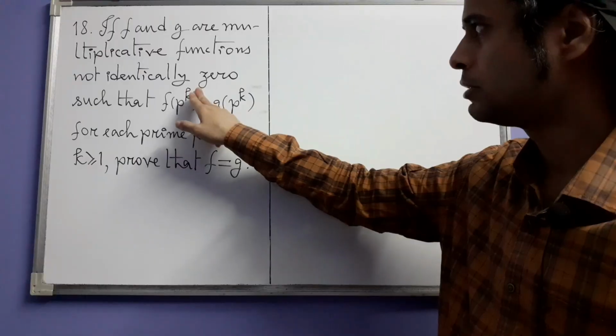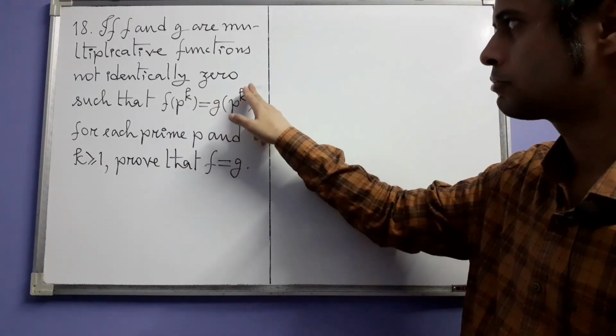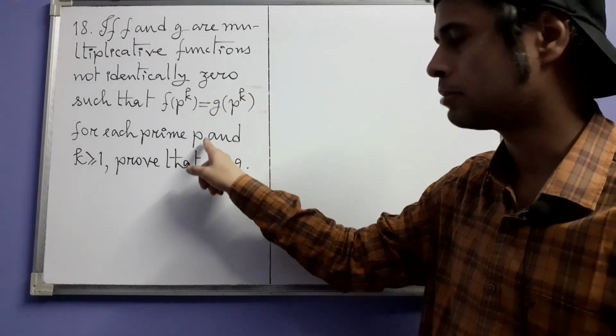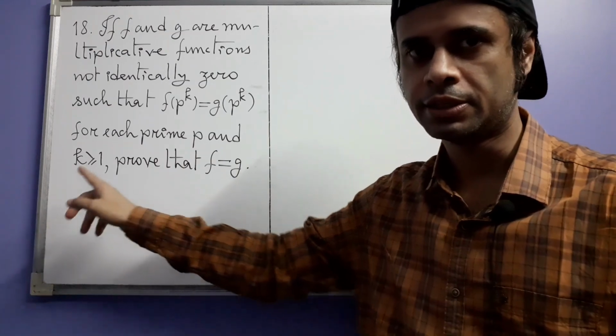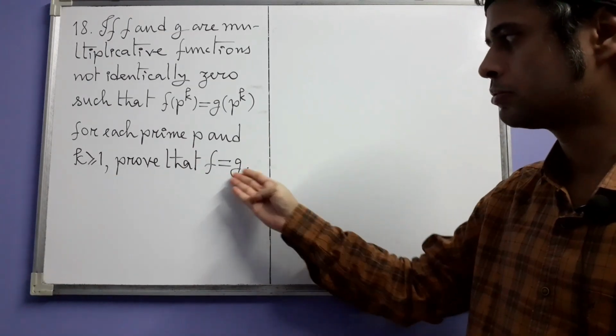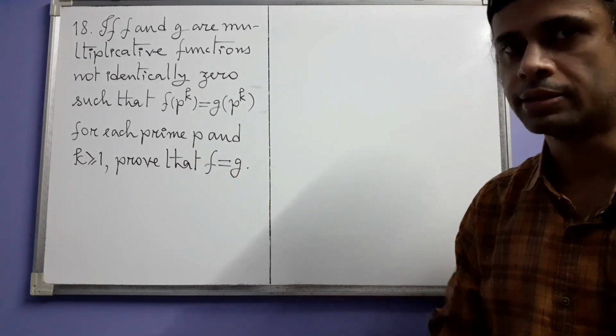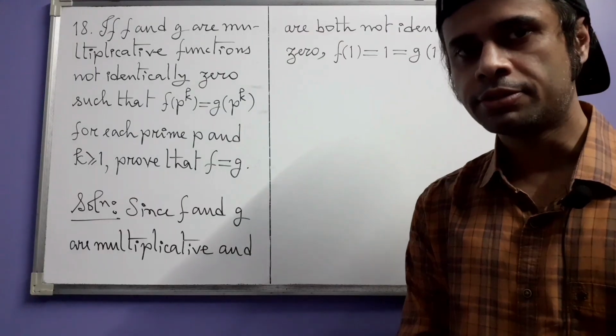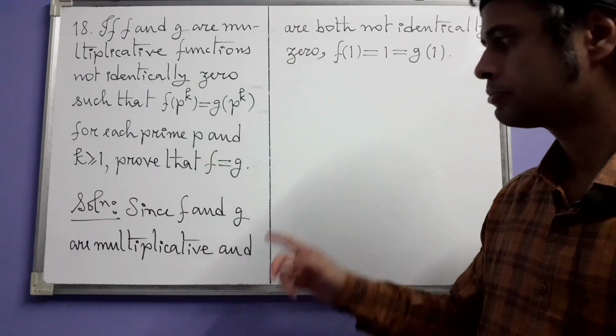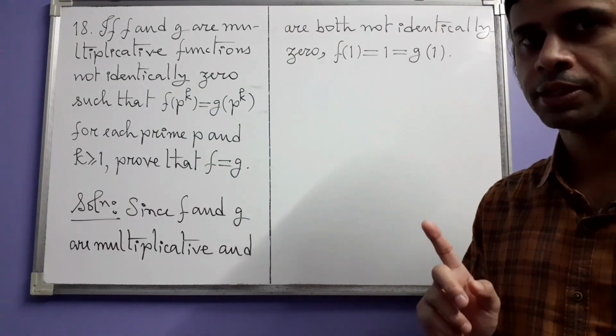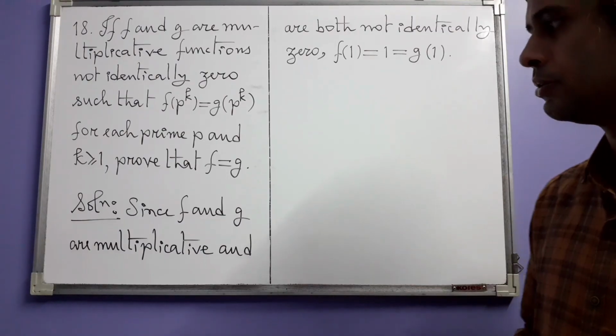So f of p to the power k equals g of p to the power k for each prime p and each positive integer k. Then we have to prove that these two functions are identical. The solution starts with the fact that both of them are multiplicative and both of them are not identically 0.